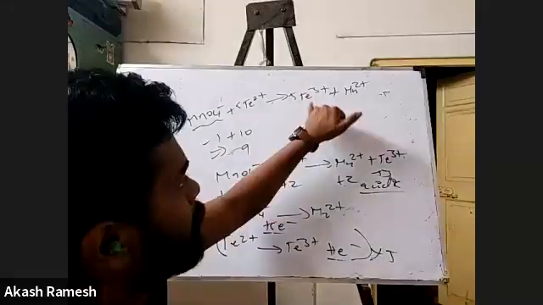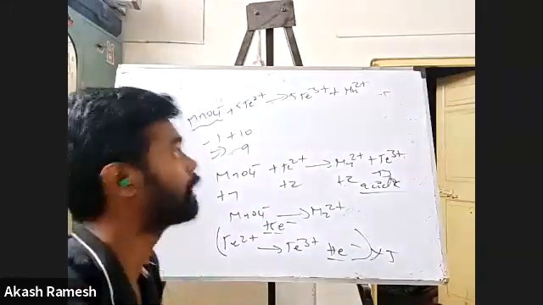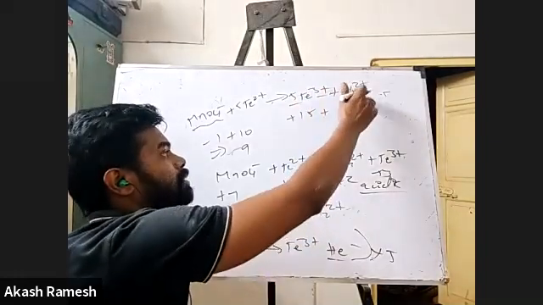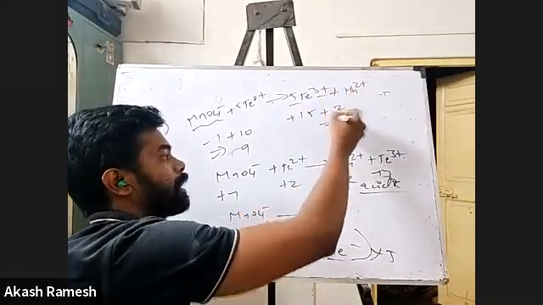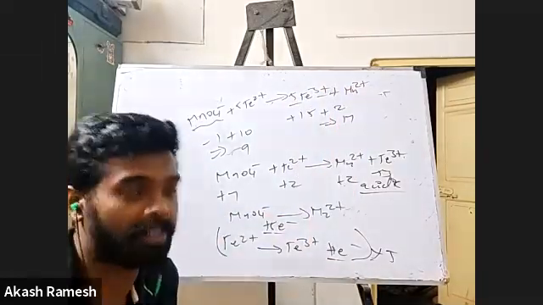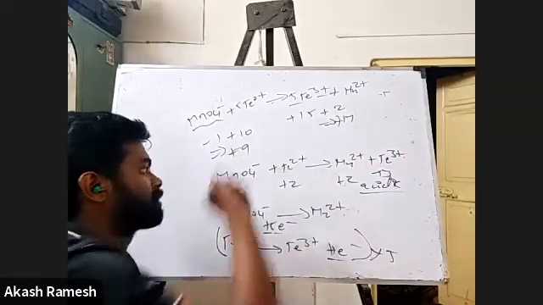Okay, now let me calculate here how much is coming. Right, so here I have 5 into +3 will become +15, plus there is one Mn2 plus which is going to have +2, so the total charge is 17 plus. Right, here it is +9.